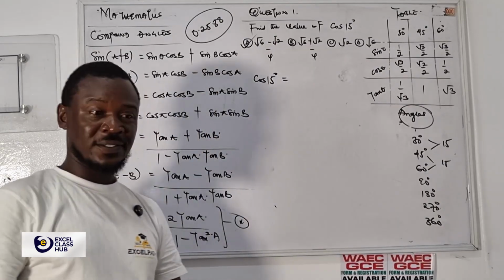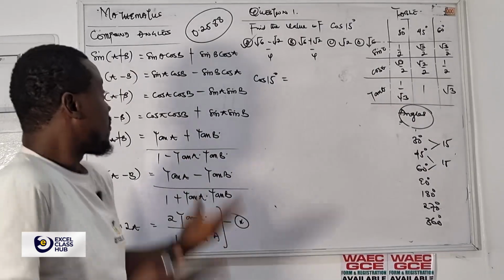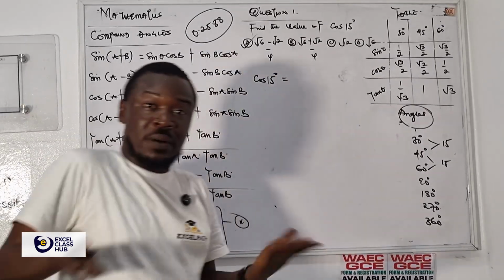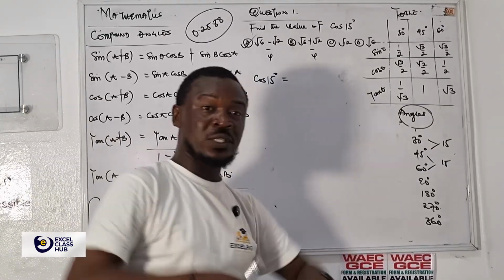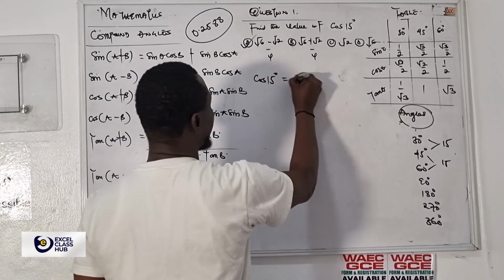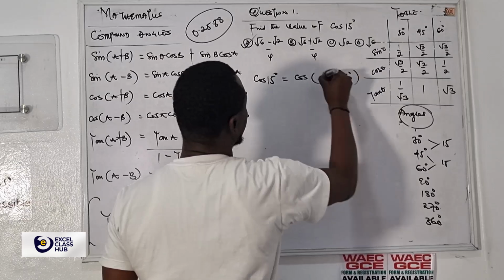You still go back again. We want to solve for cos 15. You should know that there are no two numbers I can add from this table that can give me 15. The only numbers I can still use again are 45 and 30. Yes or no? So definitely this cos 15 can still give me cos 45 degree minus 30 degree.